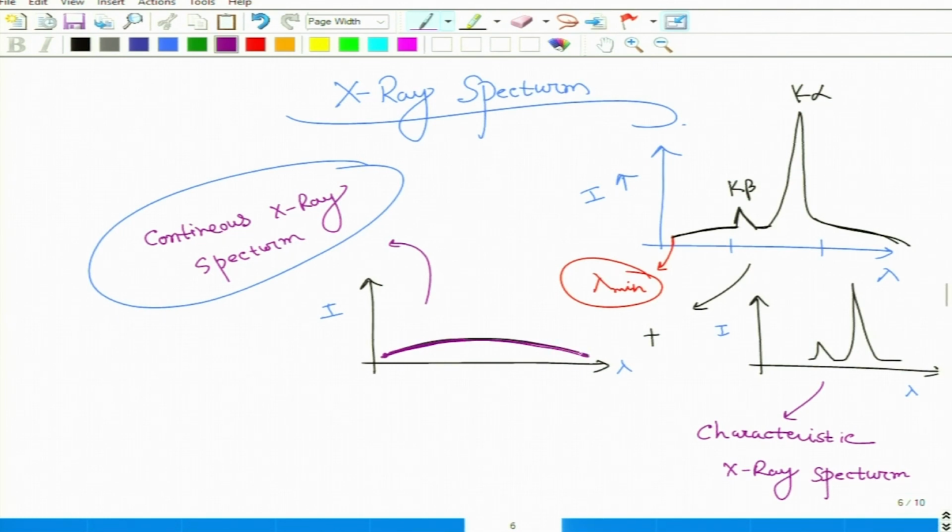Now intensity can vary, but this is also more or less constant. We can't say about the intensity, but all lambda will be present there. That is the source behind this continuous spectra. Now coming to the reason behind these two special peaks: why are there two special peaks?